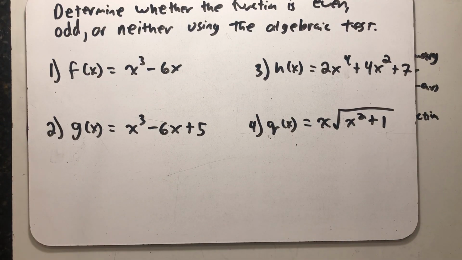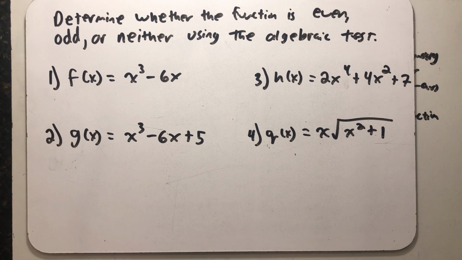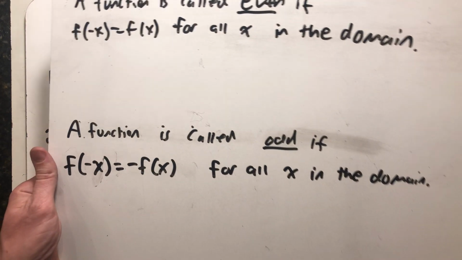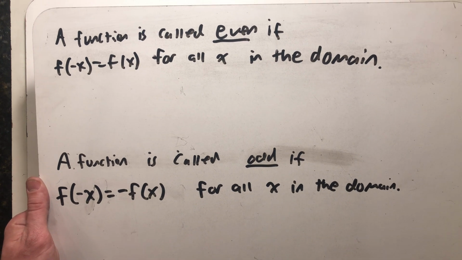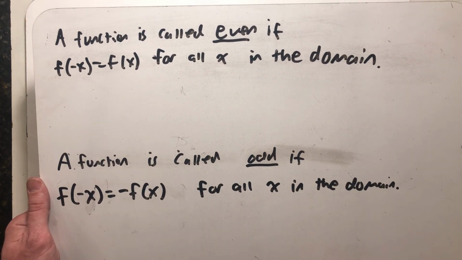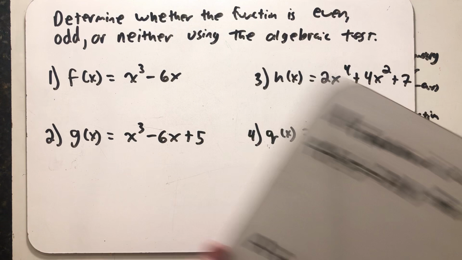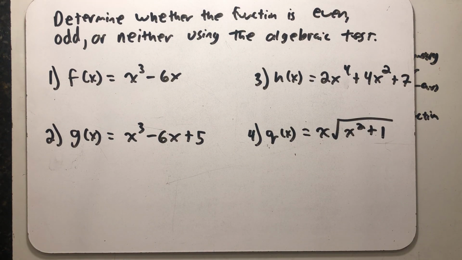All right, so I want to use the algebra test to determine whether these functions are even, odd, or neither. Well, I'm going to replace x with minus x. If I get the exact same thing I started with, that's an even function. If I get the exact opposite thing that I started with, that's an odd function. And if I don't get either of those, that's neither. That'll be a function that doesn't have either kind of symmetry.